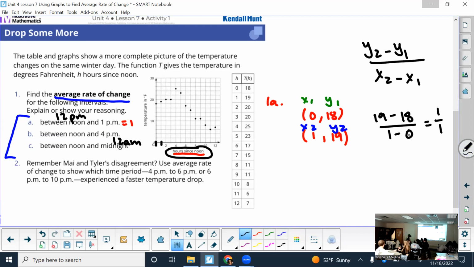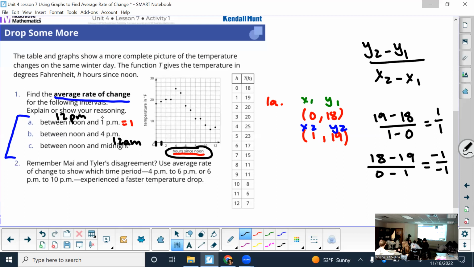Earlier, I think some people got a negative if they flipped one of these. Because they flipped one of them, you have to keep it consistent. That's why I say don't skip the labeling. You could have decided to label the top one X2, Y2, and so forth and got something like this. So 18 minus 19 over 0 minus 1. But when you subtract that out, 18 minus 19 is negative 1, 0 minus 1 is negative 1. Doesn't that still make a positive? So either way would have worked, as long as you're not flip-flopping them in between.